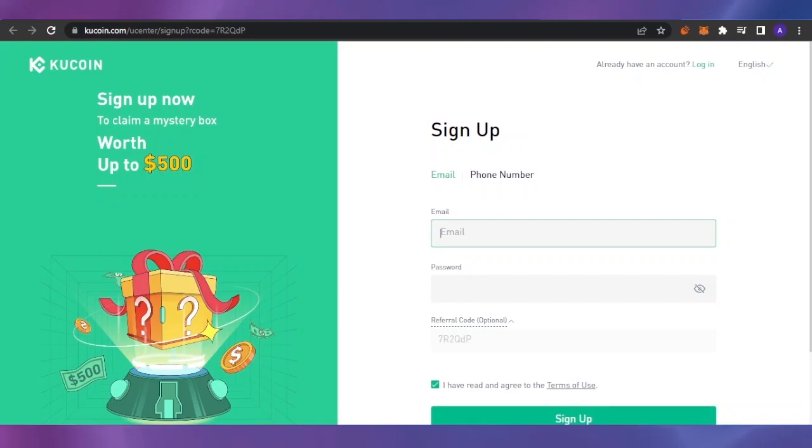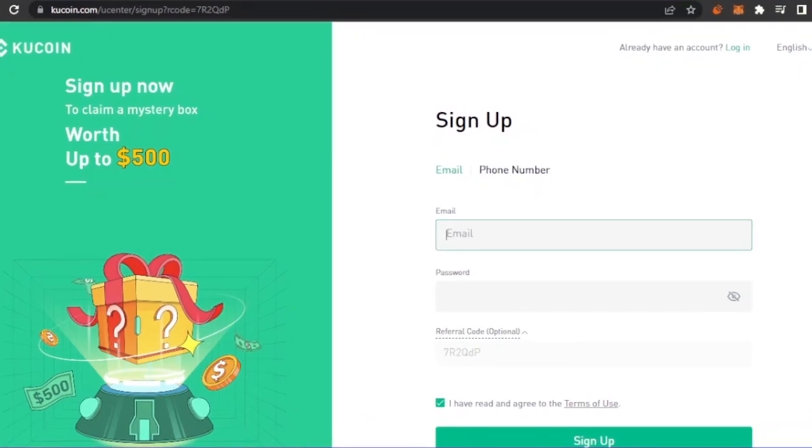So first of all, what you need to do is open kucoin.com. For that you can go onto your URL bar and search for kucoin.com, or you can enter it in Google. After you get onto the platform, this is how it's going to look, and it basically takes you completely to the sign up page. If you already have an account, you can just click on this option which says login.